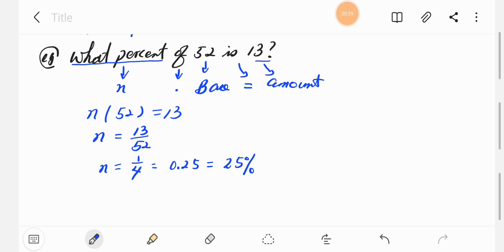So this PBA question, the basic percent question, is really simple. There are 3 variables. Write an equation using the 3 variables: PB equals A. And of course, 2 values will always be given.